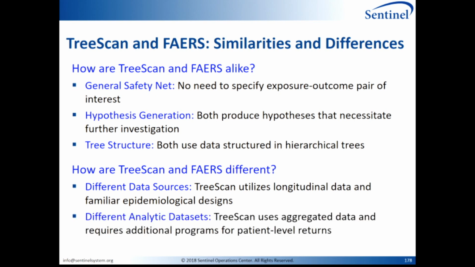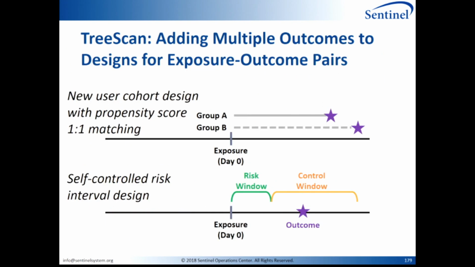Finally, these produce very different analytic data sets. So the results of a FAIR's analysis are that you get a case report, and that case report often has very detailed information about a particular patient and all of the things that are happening to that patient. Here in TreeScan, you're really just getting counts. It's very aggregated, and it's done so on purpose to be privacy preserving and to allow it to operate effectively in a distributed network.